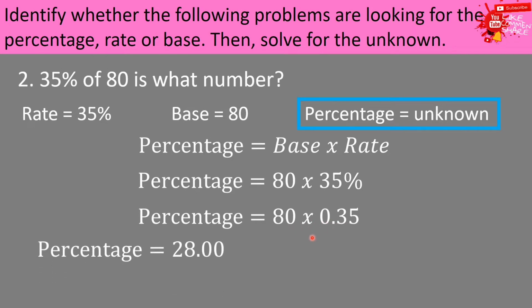Tapos, i-multiply lang natin si 80 at saka si 35 as a whole number. So we will get 28 or 2,800. Pero, bibilangin natin yung number of decimal places. So, dalawa yan. Kaya, magmo-move tayo ng dalawa. Kaya, naging 28.00. So, our percentage is equal to 28.00. Pero, this 28.00 here will be a representation of a whole number. So, pwede na siyang maging 28 na lang. Since 28.00 is equal to a whole number, which is 28. So, therefore, the value of percentage is equal to 28.